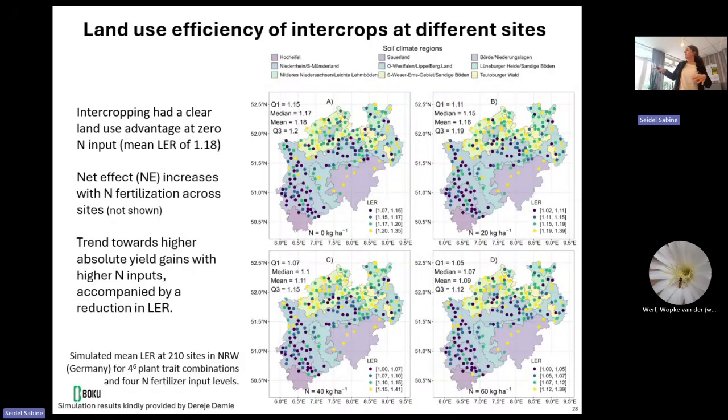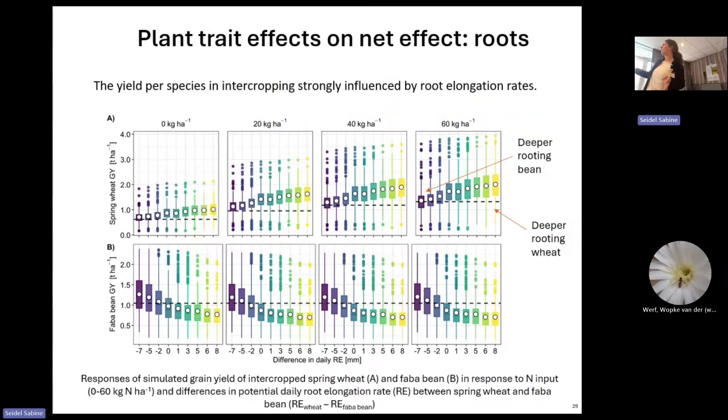And now this is what I meant, which is maybe a bit dry, but it's really hard to show all these data points in a fancy way. But I will guide you through. And this is important that you understand this figure because I have, I think, 2 or 3 of them. So what it shows here is the spring wheat grain yield in this upper part, and here it's the fava bean grain yield, depending on the difference of the root elongation. The difference of the root elongation of wheat minus fava bean, which means whenever we are here in the purple side, the bean is rooting deeper, and whenever we are here in the orange part, the wheat is rooting deeper, right? So this is all you have to know. And then we have it for the 4 N levels.